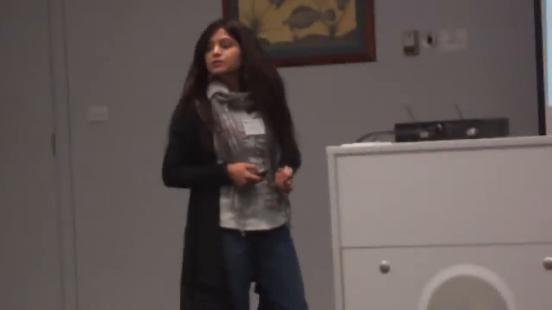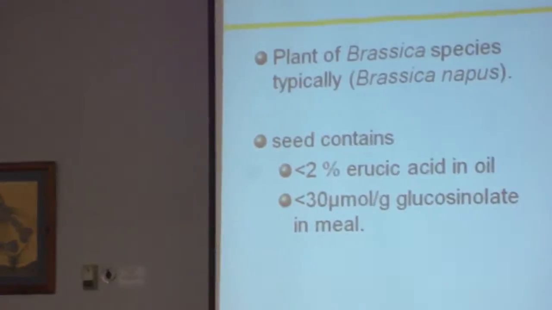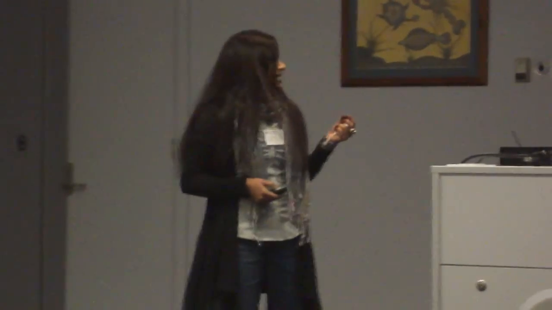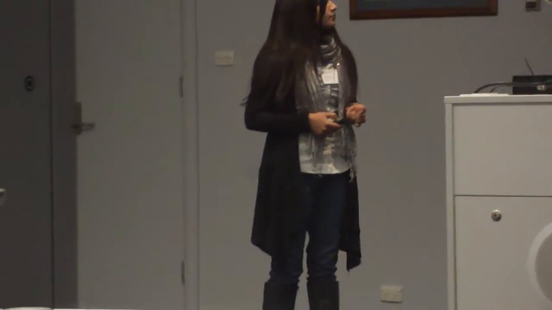What is canola? Canola is actually the classification of the oil. However, many people use the term for the plant, Brassica species, typically Brassica napus. They produce seeds which contain less than 2% erucic acid in the oil and less than 30 micromole per gram of glucosinolate in the meal.